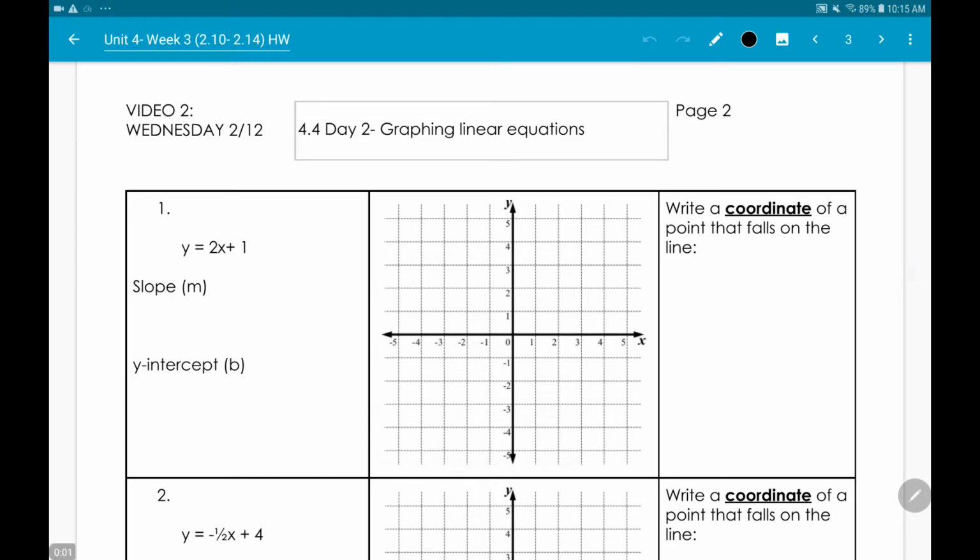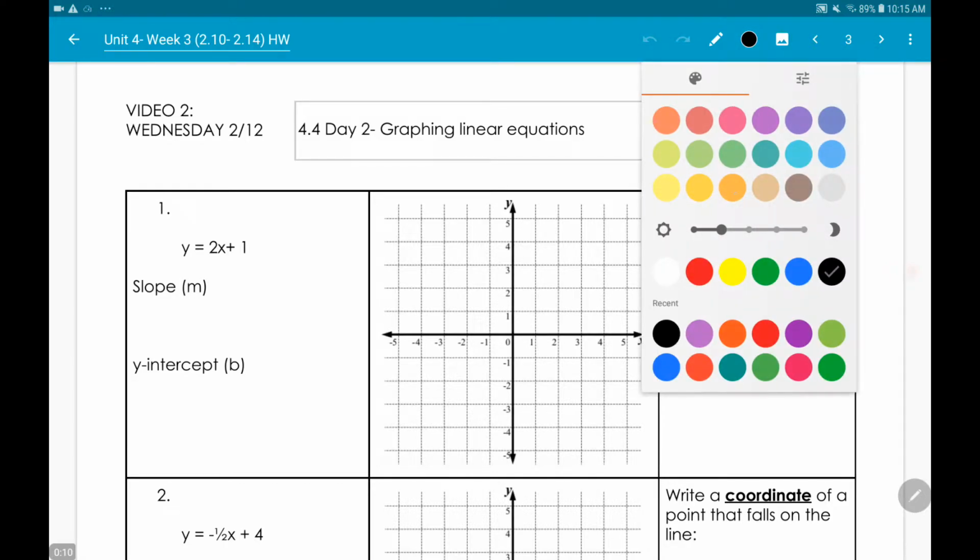All right, guys, so this video is a recap from Monday's lesson, and for those of us that were still practicing with graphing, we're now graphing linear equations. All right, so what do those look like?